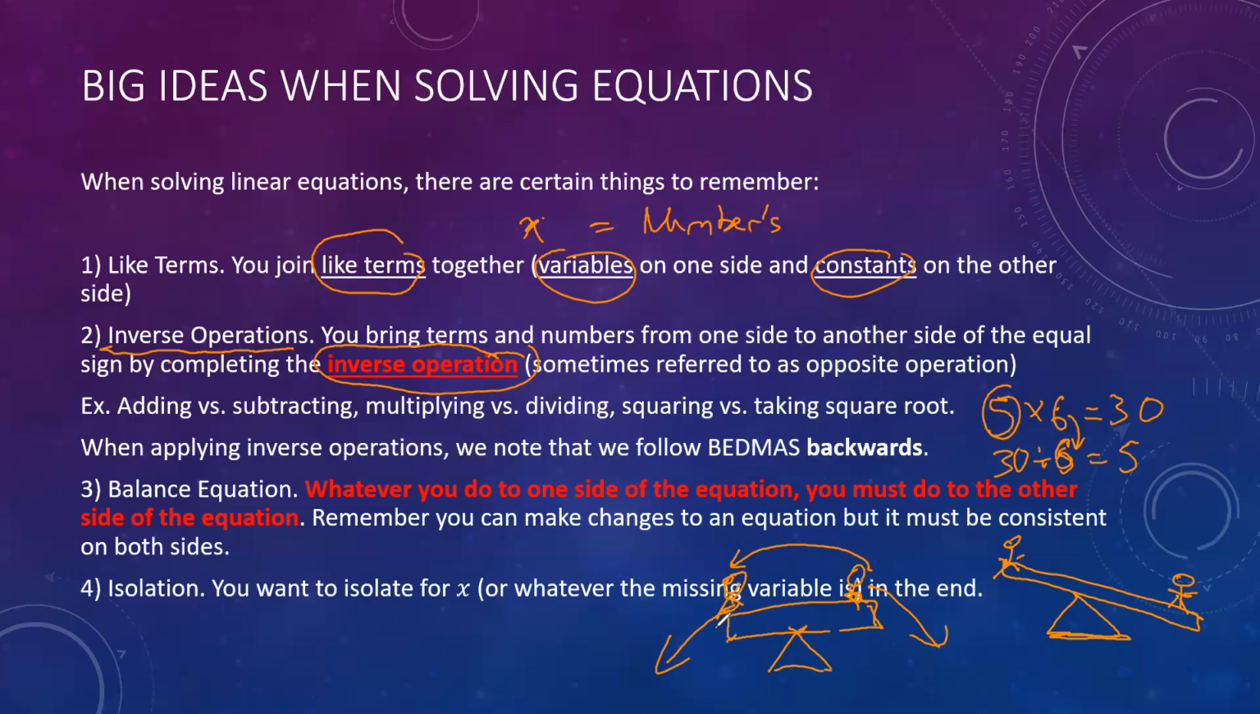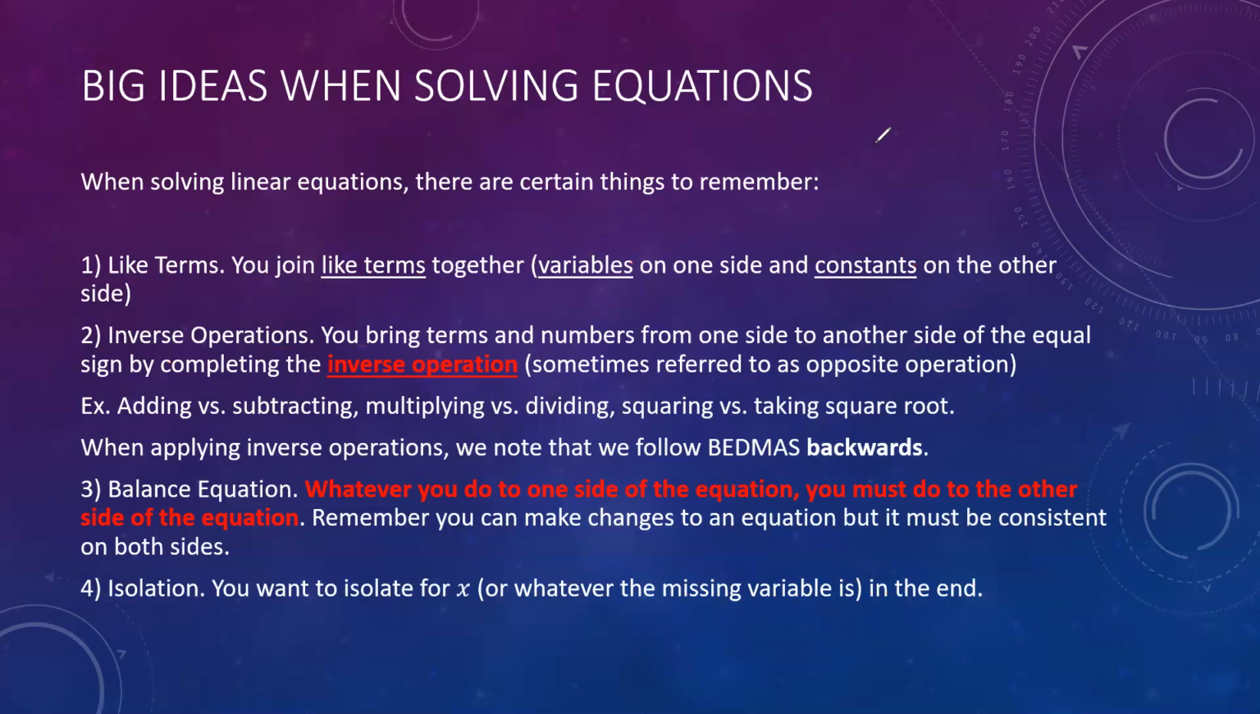And your last concept here is that you want to isolate for x. So your goal is to get x by itself. That's always your goal, okay? And whatever the missing variable will be. So that means that anything that is not x needs to be moved to the other side. So if you remember those four big ideas, then you can pretty much solve any equation, right? This is the big crux that you're really trying to understand, right?